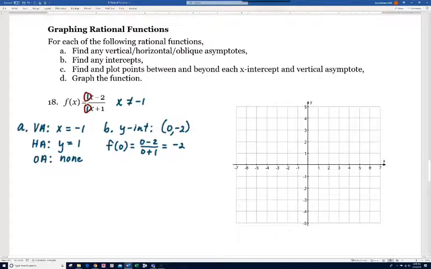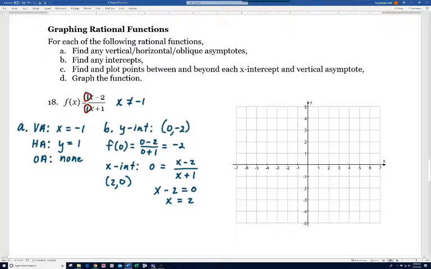And let's find the x-intercept next. We want to let y be 0, so we'll get 0 is equal to x minus 2 over the quantity x plus 1. And again, this fraction here can only equal 0 if the numerator is 0. So let's set x minus 2 equal to 0. We're going to get x is 2. And so our x-intercept is (2, 0).